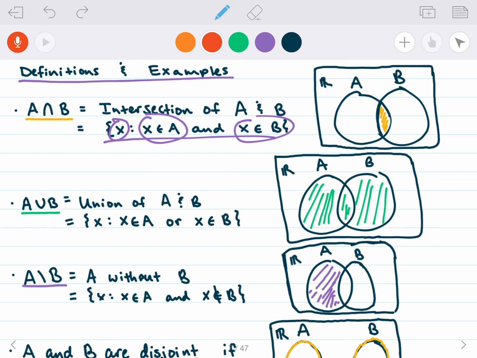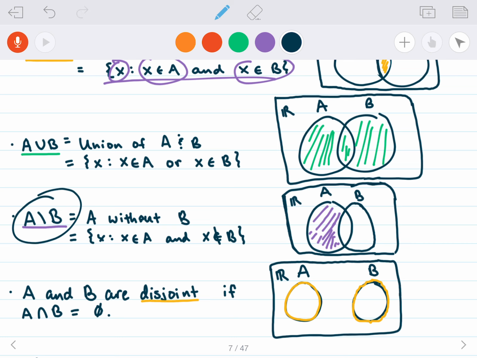All right, the union means that it's going to be the elements that are either in A or B, or possibly both. What I mean is including the intersection when I say both. So this green shaded region is going to be A union B. So everything in A or everything in B.